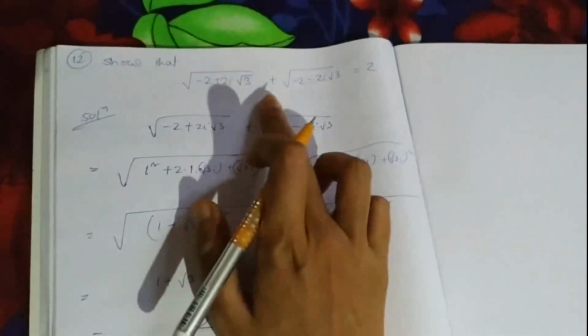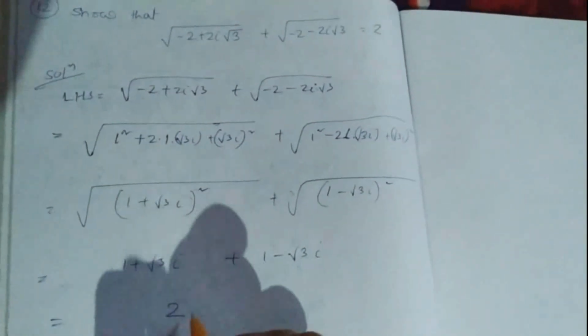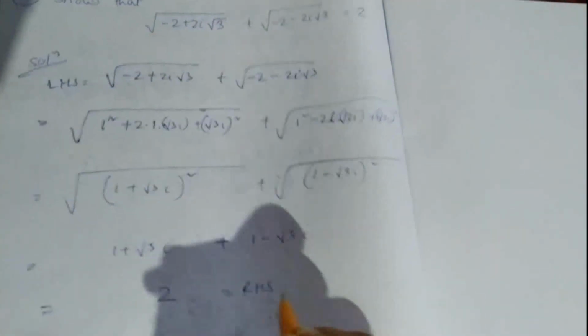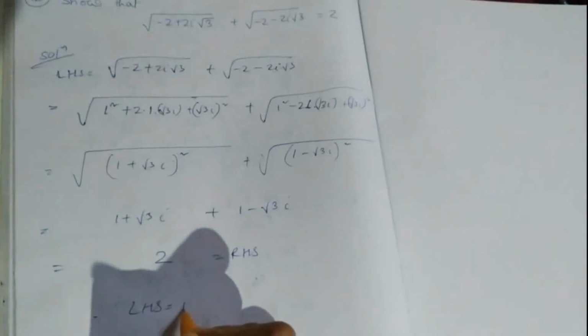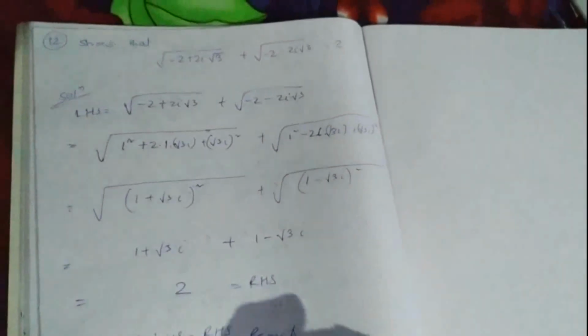So LHS equals RHS. Here I can write LHS equals this equals RHS. So LHS equals RHS, proved or showed, whatever.